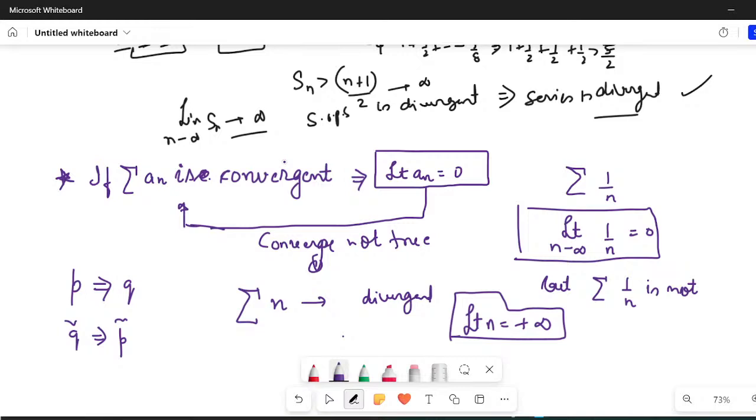Remember this one thing: whenever I'm talking of an infinite series, summation an, and if summation an is convergent, then always remember that limit an would be 0. If limit an is non-zero, then summation an will not be convergent. I hope it is clear.